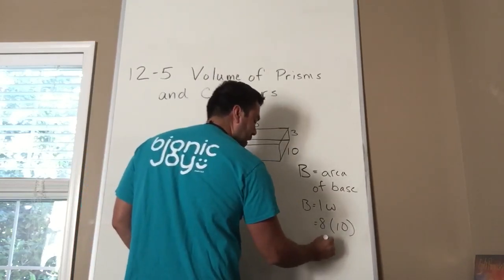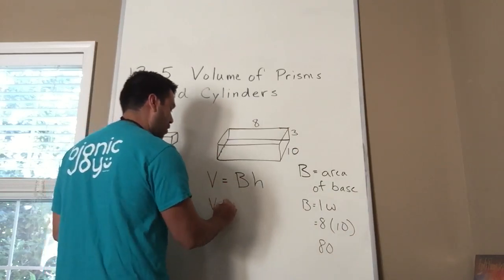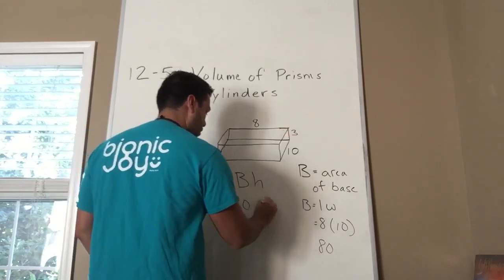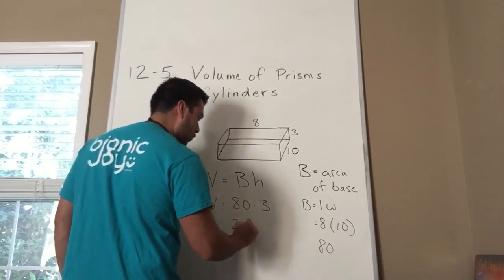And that's going to give me 80. So the area of the base is 80. So right now we have volume equals 80 times, and then what's the height? 3. So we do 80 times 3, we get 240.